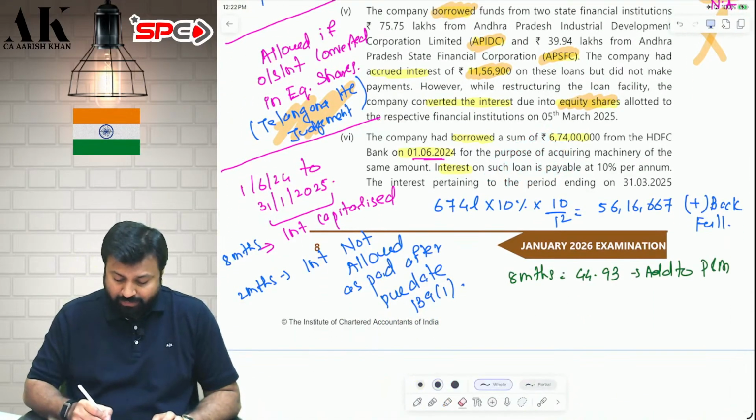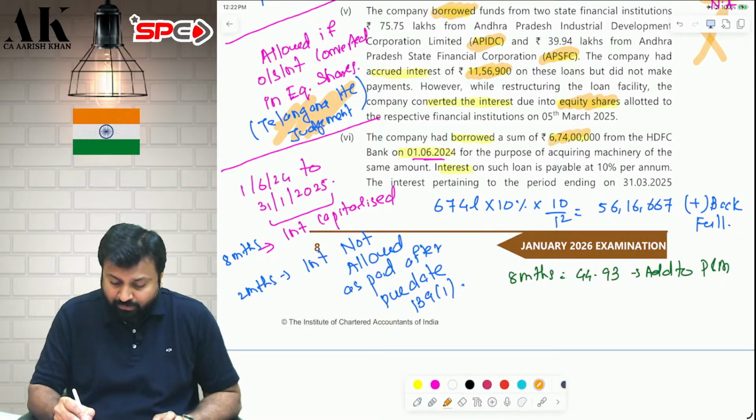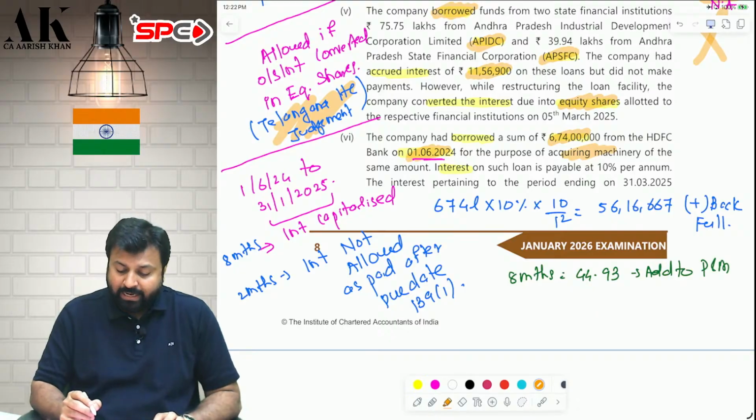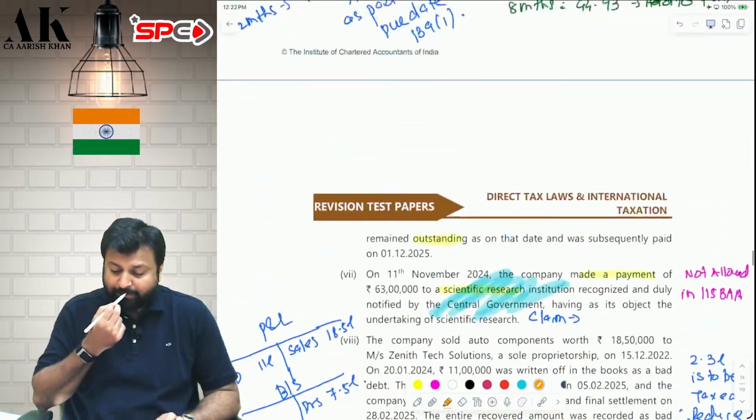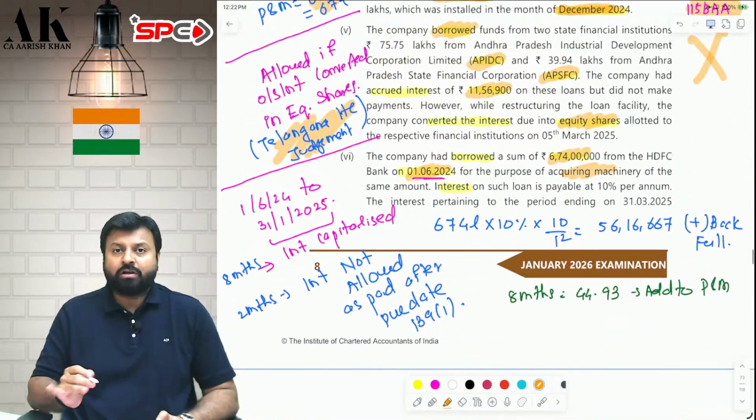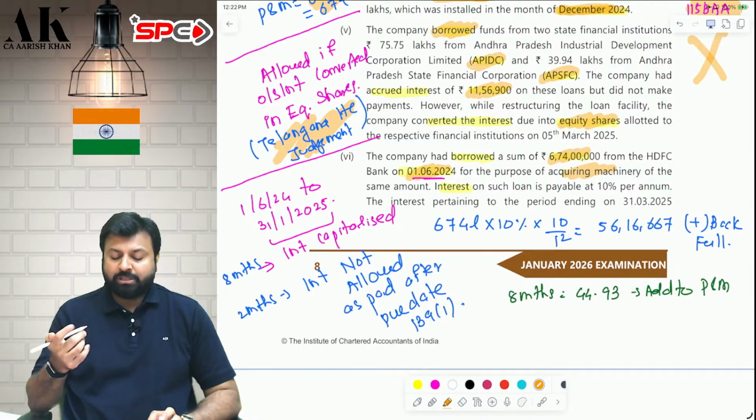Be very careful. You have taken a loan of 6 crore 74 lakh for acquiring a machinery. You have taken the loan on 1st of June 2023. Now, the machinery is put to use on 1st of February 2025. So, you have taken the loan on 1st of June 2023, and after 8 months, the machinery is put to use.